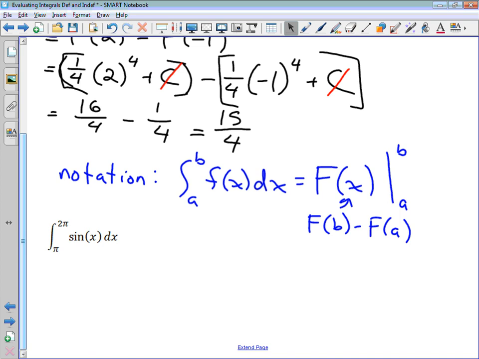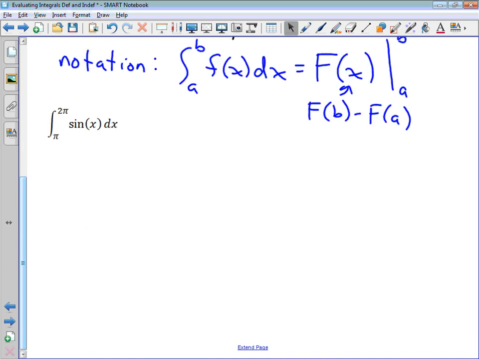Integral from pi to 2 pi of sine x dx. Okay. What is our antiderivative first? Yeah, cos x. Now, we should check by, in our heads, doing the derivative of this. What is the derivative of cos x? Negative sine x. We want to get a positive sine x, so what do we need to add out front here? A negative sign, yeah. So it's actually negative cos x.